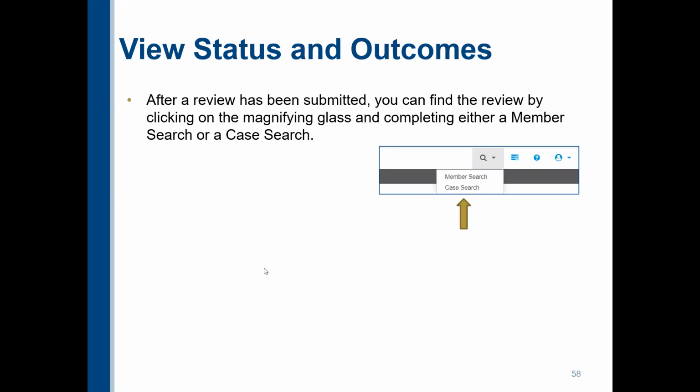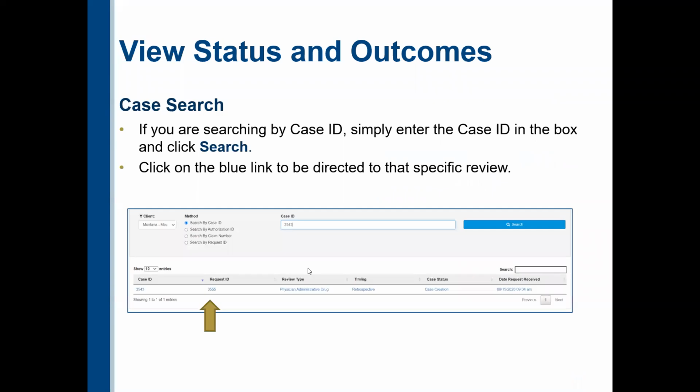After a review has been submitted, you can find the review at any time by clicking on the magnifying glass and completing either a member search or a case search. If you're searching by the case ID, simply enter that case ID in the box and click Search. You'll know the case ID because it will come to you in that first email that you get that we recognize that we have received your request. Then you'll click on the blue link to be directed to that specific review.